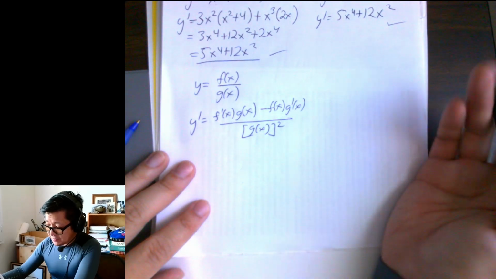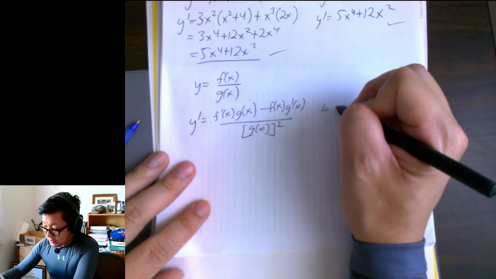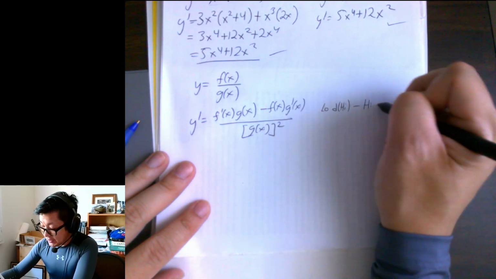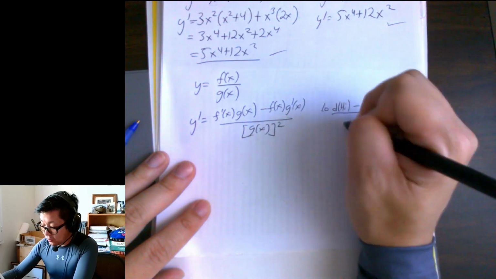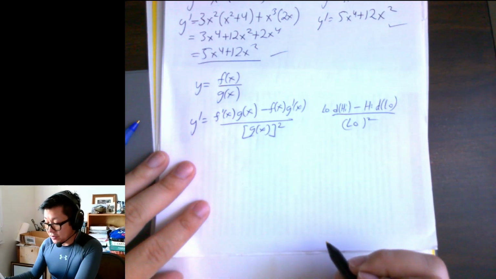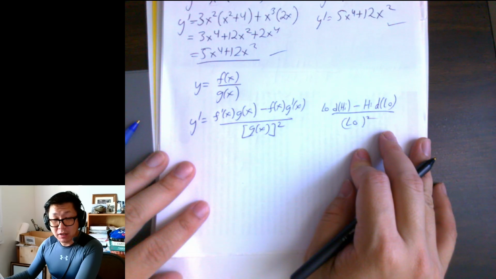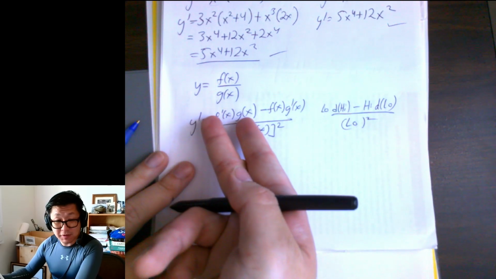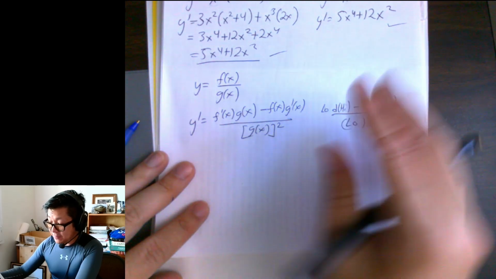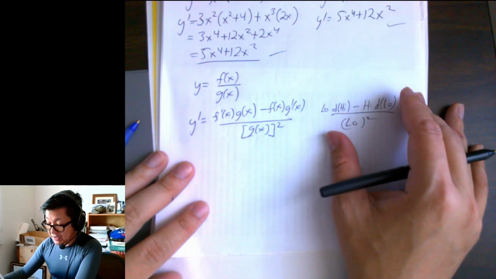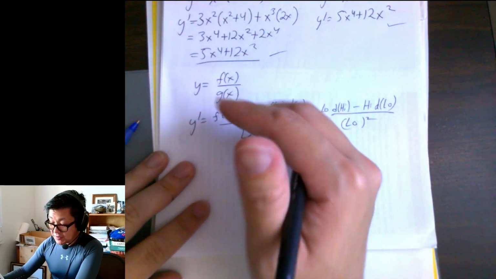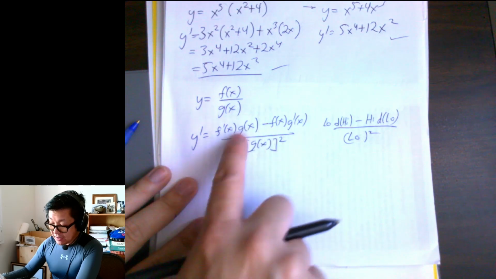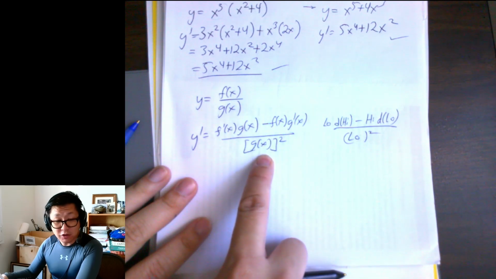I think some classes learn this as low d high minus high d low over low squared. I honestly don't know if that's easier to memorize or not. The only difference between this and this is that I guess they reverse the order here, but it's multiplication, so it doesn't matter. If you prefer to memorize it this way, go ahead. If you want to just sort of memorize it as related to product rule, except with the minus sign here and divided by the bottom squared, you can do it that way.